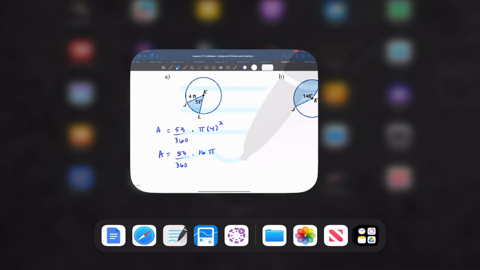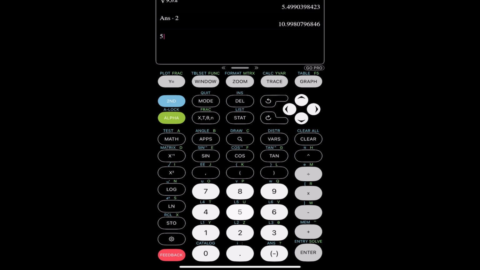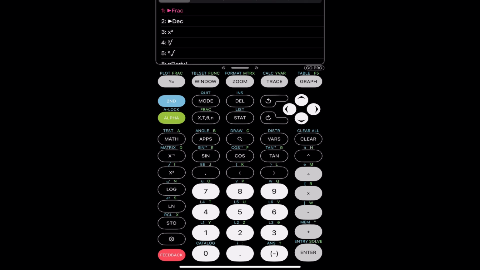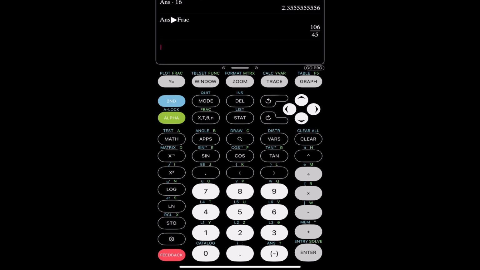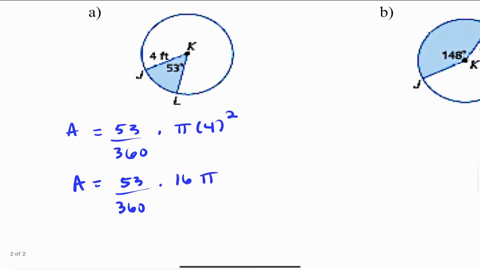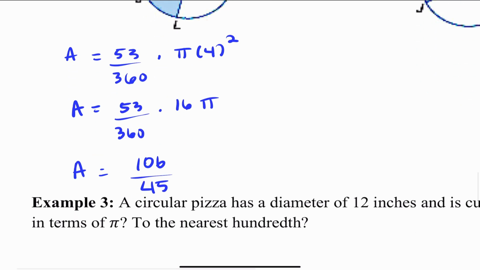Math, enter. So let me go ahead and show you how to do that. So I do 53 divided by 360. Hit enter. Multiply by what number? 16. And then hit enter. And then what? Math, enter, enter. So you have 106 over 45. So A equals 106 over 45. And then don't forget we had that pi included. So I'm going to go ahead and put pi right next to it. But since we're dealing with area and I'm asking you to include units, it's actually what?